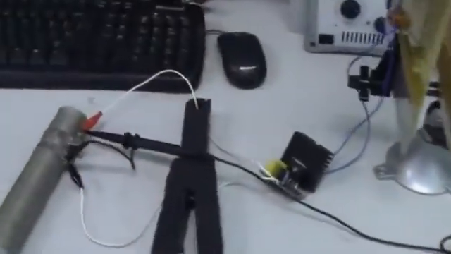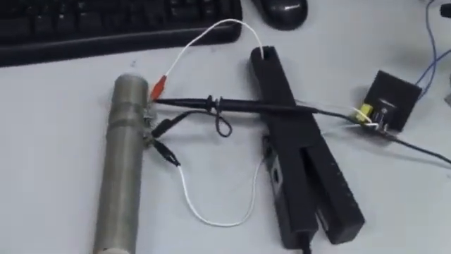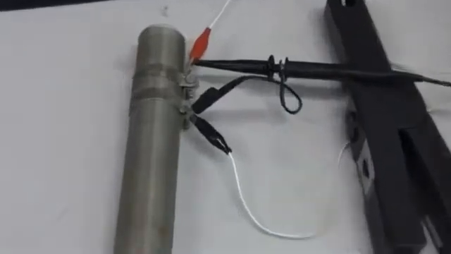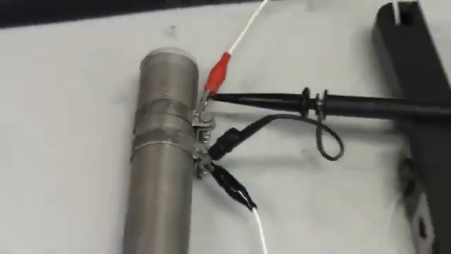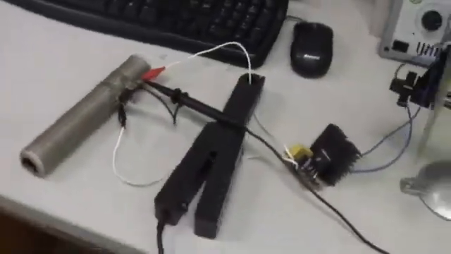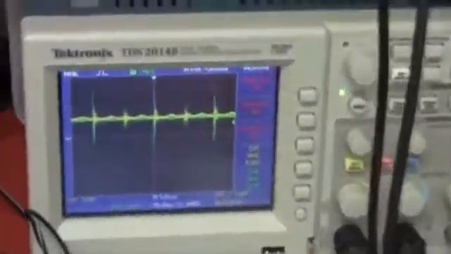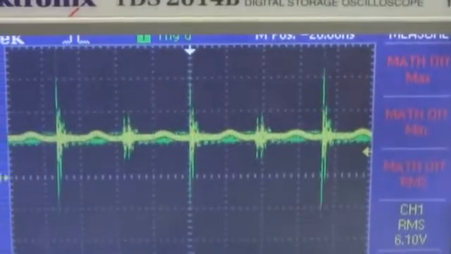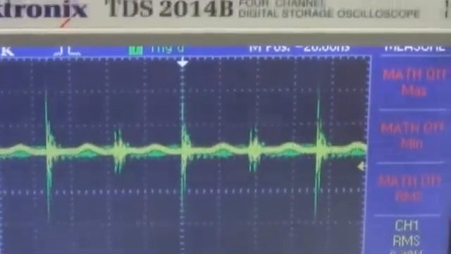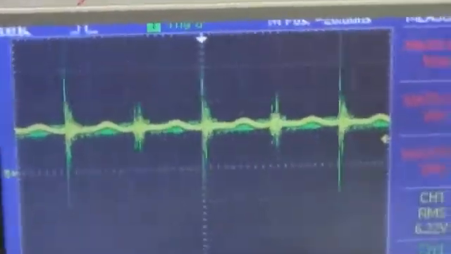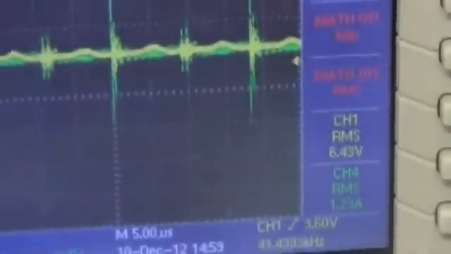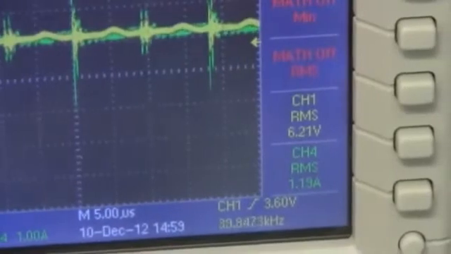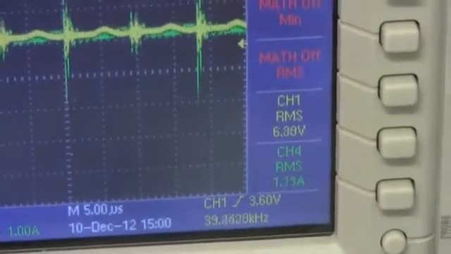So here's a brief demonstration of the system loaded up with a 5 ohm load. That's the connection there to this 5 ohm resistor, with a current probe there. So this is just the measurements. I'm taking the output measurements here. That's the output wave. The green is the current, and the yellow is the voltage. You can see that I've got a 6.45 volt RMS signal, the voltage at 1.2 amps.